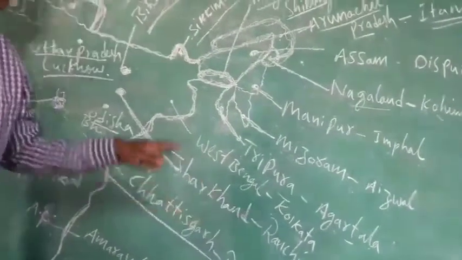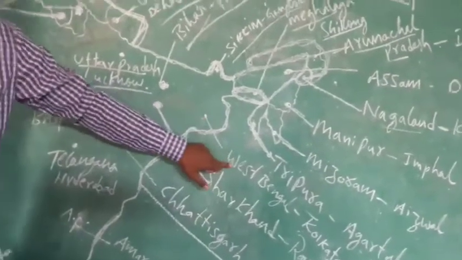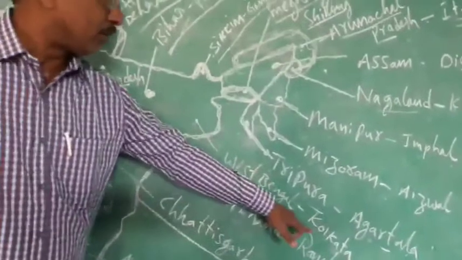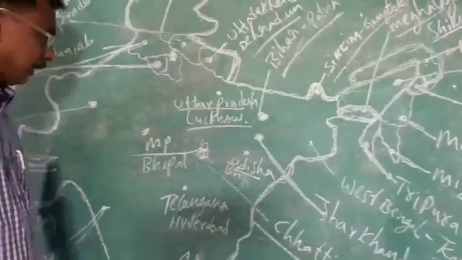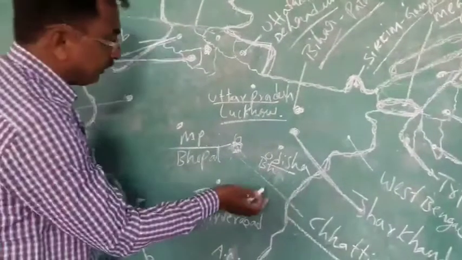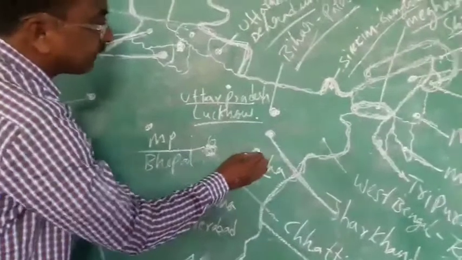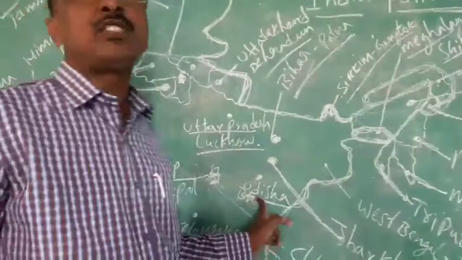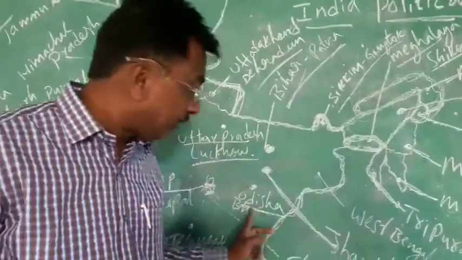Jharkhand, Ranchi. And next one we are having West Bengal, Kolkata. West Bengal, what is that? West Bengal we are having Kolkata. And next you see we are coming down here to Odisha. Odisha capital is Bhubaneswar. Odisha capital is what? Bhubaneswar.